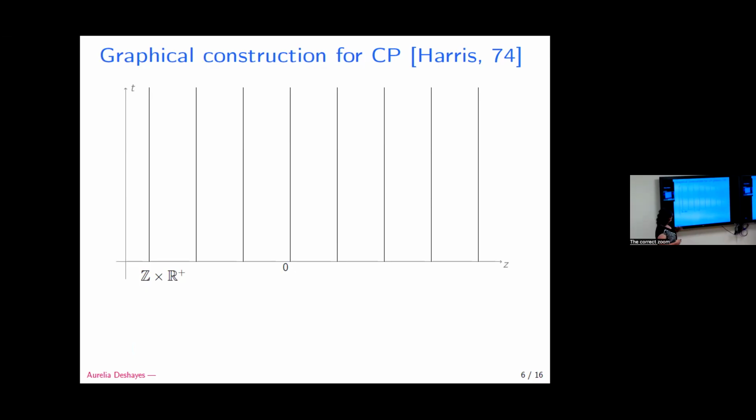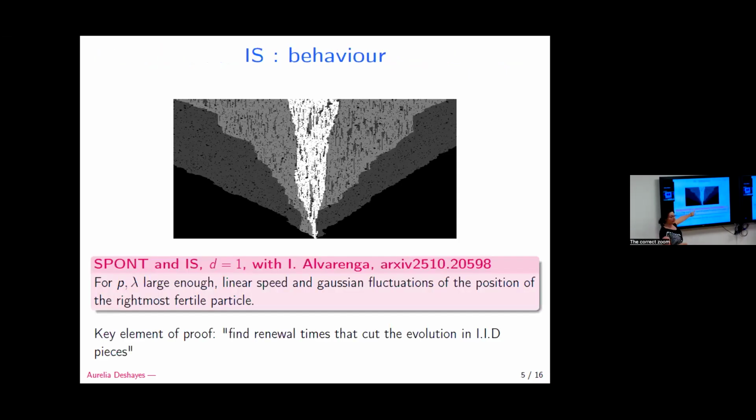When Harris introduced the classical contact process in 1974, he introduced the graphical construction of the contact process. So time is going up, space is the horizontal line. I forgot to say that our result is only in dimension 1. Yes, it's disappointing. It's mathematical and not biological now.